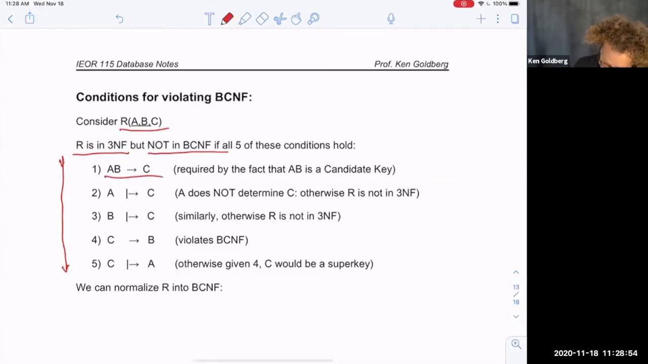Now this should be obvious from inspection, right? Because it's a primary key from here, AB determines C. So that's clear. This one is that A does not determine C. Okay, so A alone cannot determine C. So do you see why? Because otherwise it would not be in third normal form, right? If A determines C, you would have what? What is the name for that? What kind of dependency? Anyone?